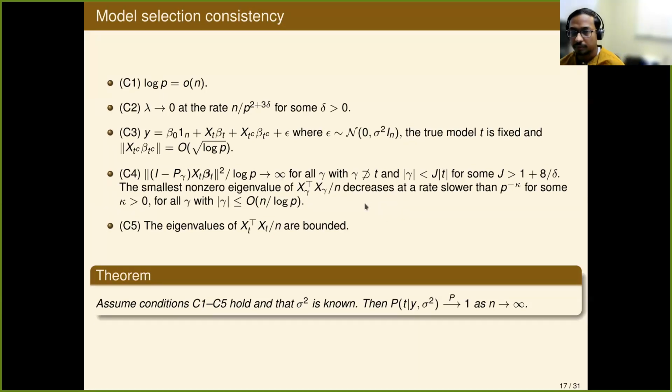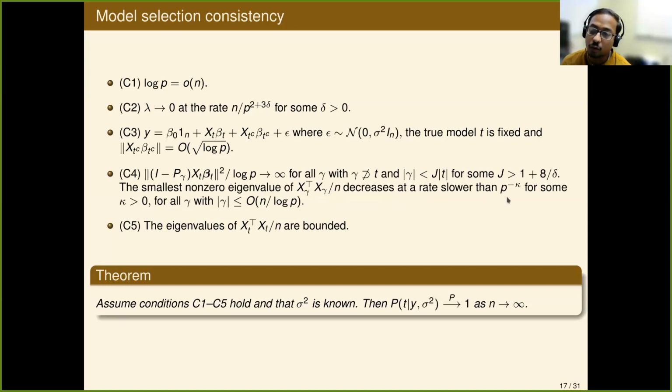And that's the condition. And we have the smallest non-zero eigenvalue of x gamma transpose x gamma for all these models. Well, that can go to zero. It's unlike the assumption of the sure independence screening, where there's a bound on these smallest eigenvalues, but we relax it.